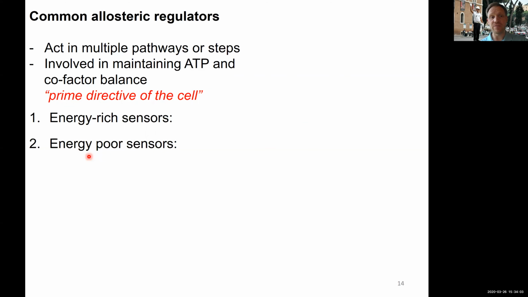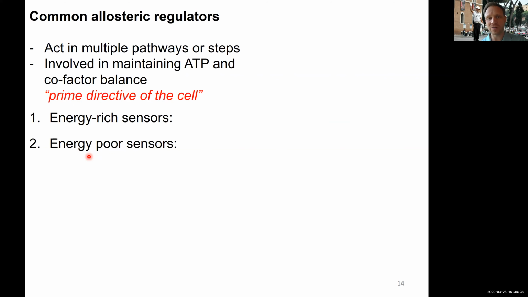Allosteric regulators are very, very common, and they act in probably all pathways. I'm actually not aware of any exceptions. They can act within one pathway at multiple steps, for example, so they're extremely dynamic, extremely widely distributed. One of the key roles of allosteric regulators actually is to maintain ATP and cofactor balance, right?